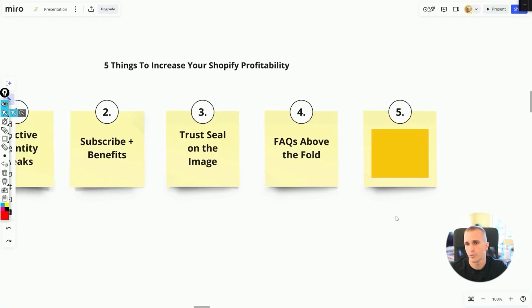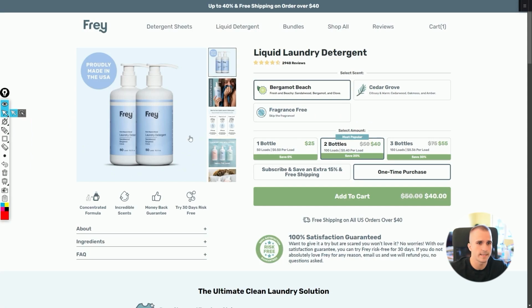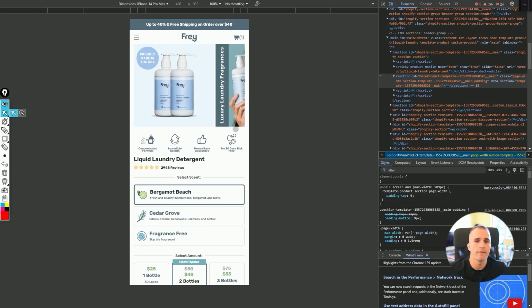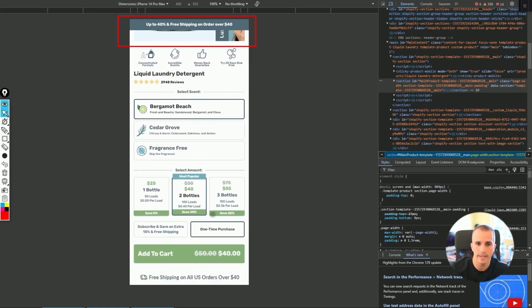And the fifth thing that you can take from this Shopify store is how they have the perfectly mobile optimized product page. So let's see how it looks on the mobile. They have incorporated all the important elements above the fold. They have their important trust seal at the top. Then just below the image, they have their money back guarantee, 30-day risk-free. Their header is also not that big, so they can drag their more important information above the fold. They have also managed to have all these different variants and quantity breaks above the fold.